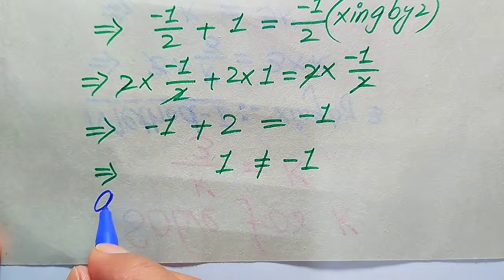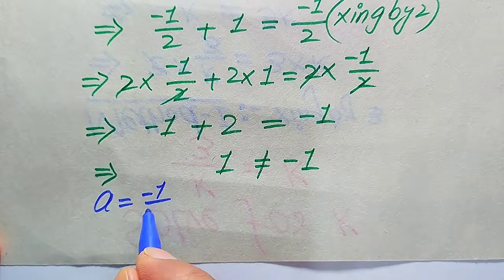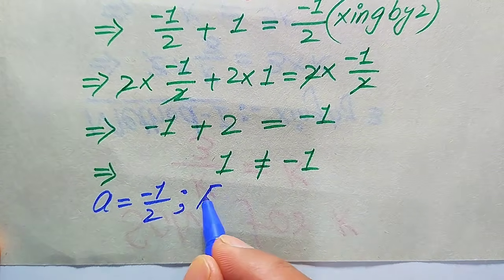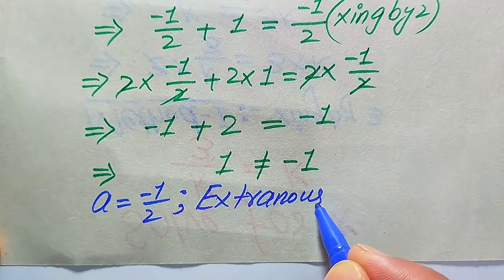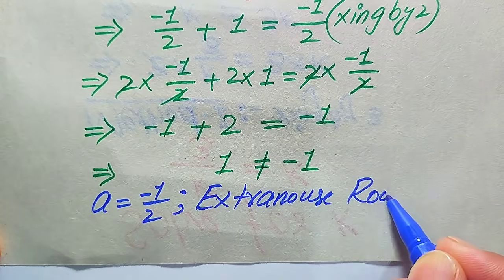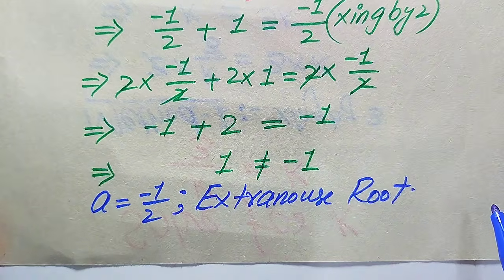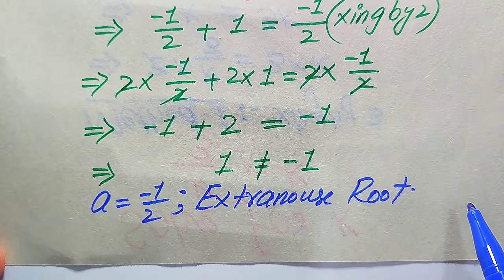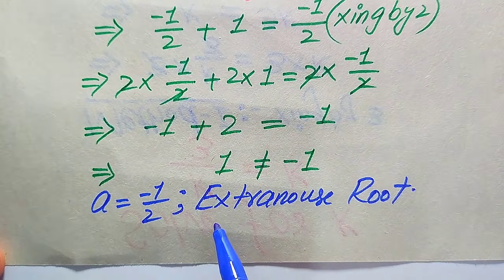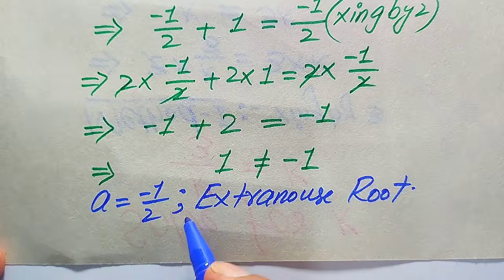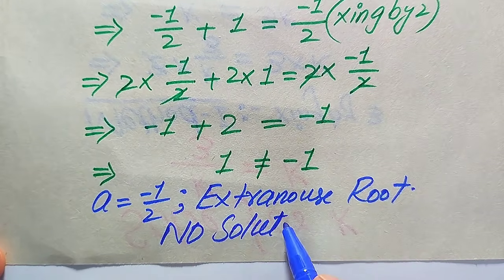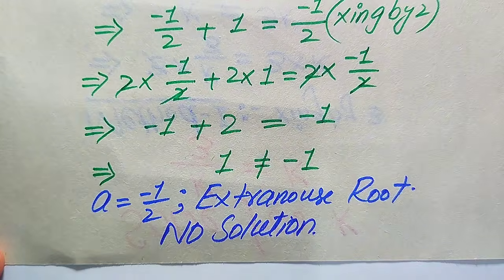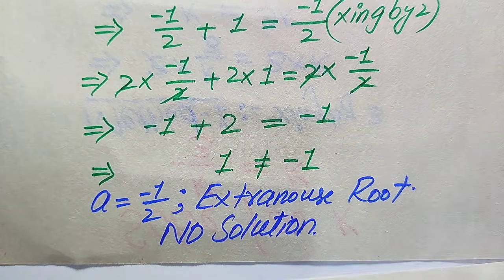So we conclude that a equal to minus 1 over 2 is the extraneous root of the given equation. This is the extraneous root because it does not satisfy our given question statement. And we finally conclude that the solution set of this problem is empty, this question has no solution in general. So this is our final answer from the first method.